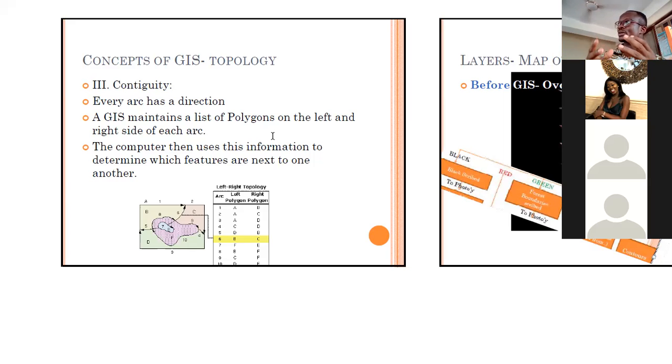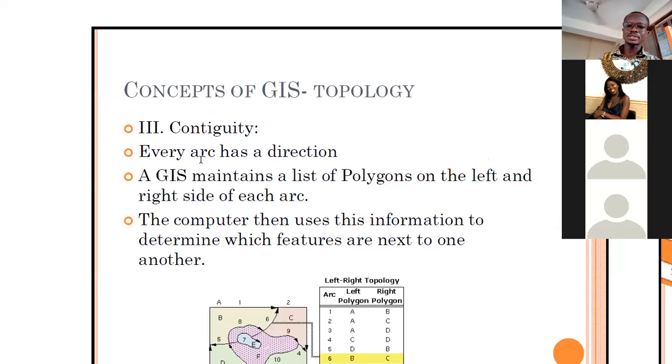Even the logic, this is the only logic that makes sense: that the GIS has a way of keeping left and right polygons, which tells it that you are going in one direction or the other. And that theory is called contiguity.